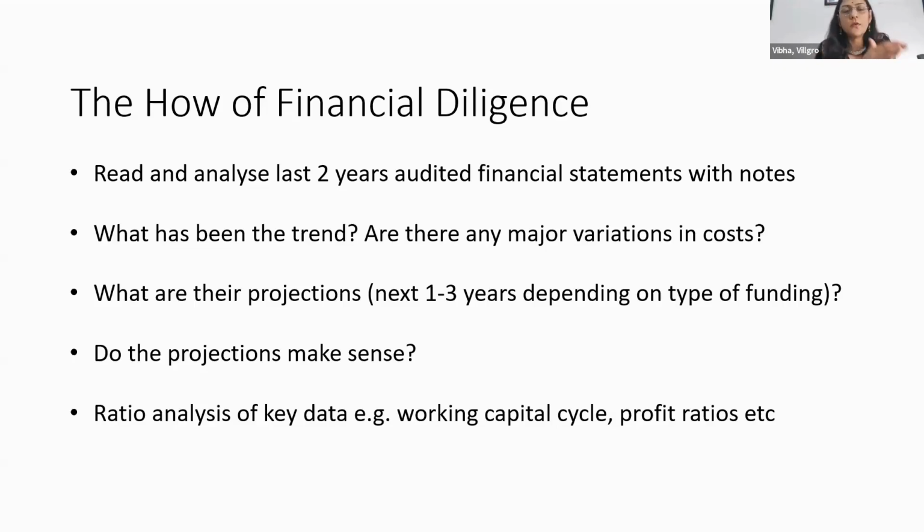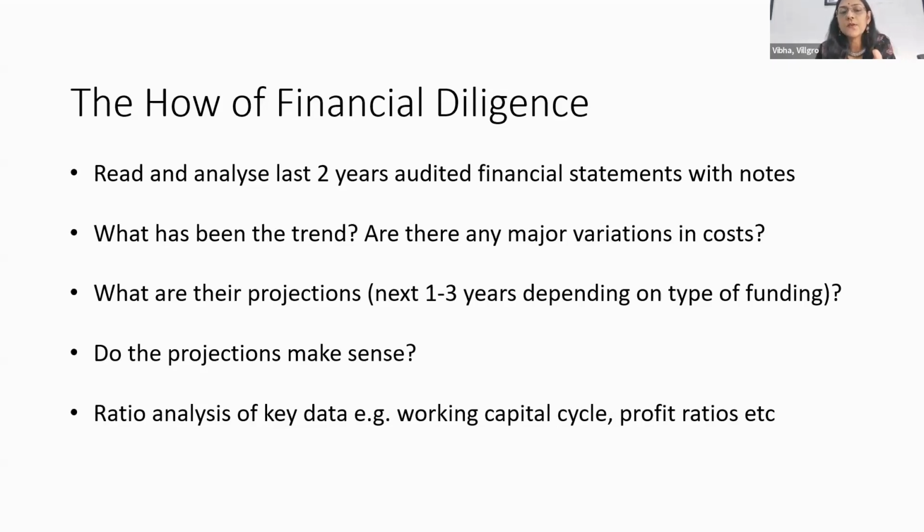Is there an increase in revenue, a decrease in revenue, an increase in profit? If I look at each of the cost line items, what is the trend that is being shown in those cost line items? And what is the reason for those variations? Of course, there will be variations, right? You can't have 2 years which are identical.